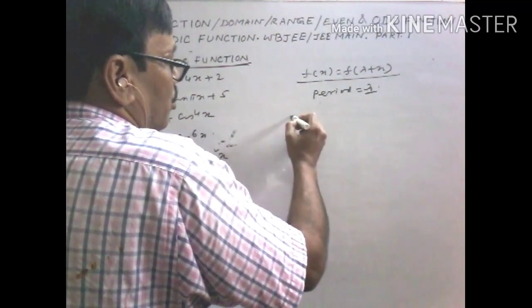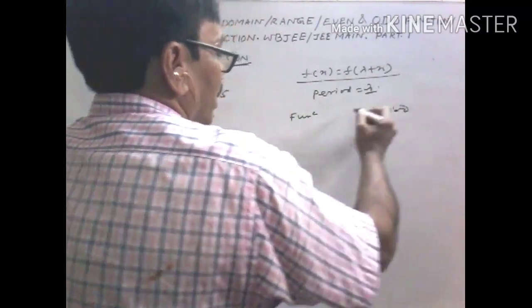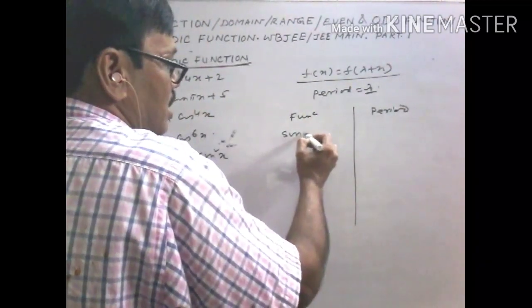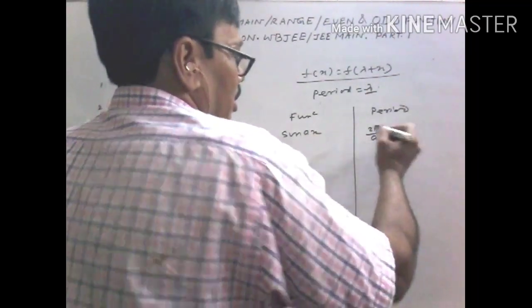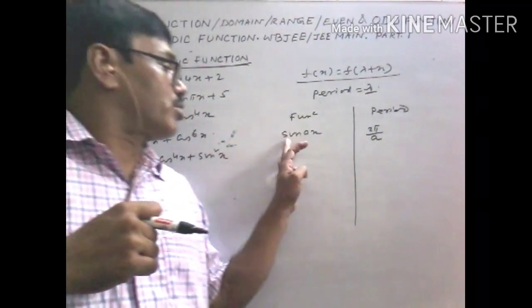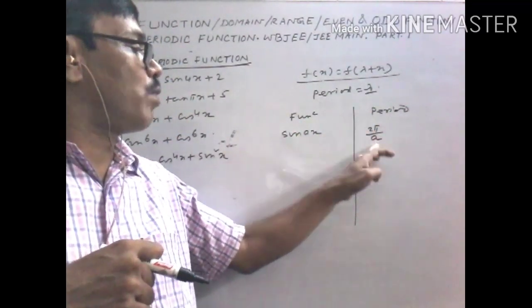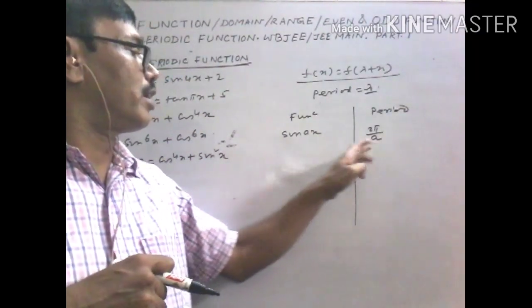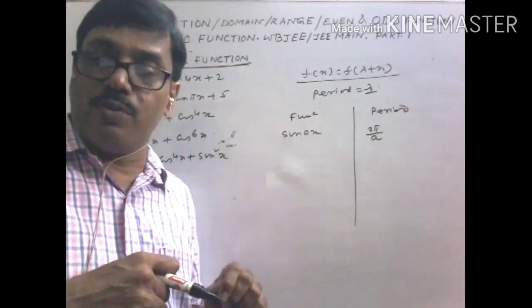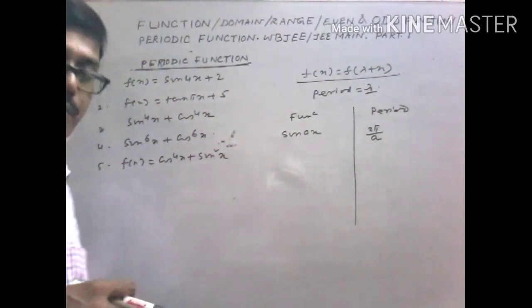So you remember the table: function, and this is the period. If we take this as sin x, the general one is 2 pi by a. So if we consider f(x) equals sin x, and we consider f(2 pi by a plus x), we get the same result. So the period is 2 pi by a. For sin x, we have already proved it is 2 pi. So a equals 1, this is 2 pi.